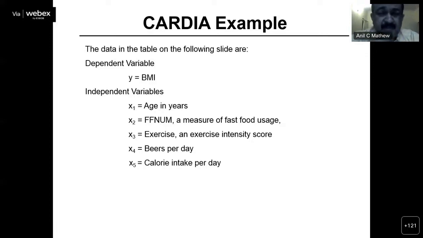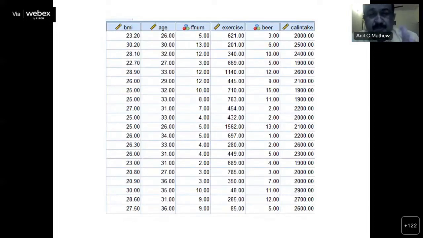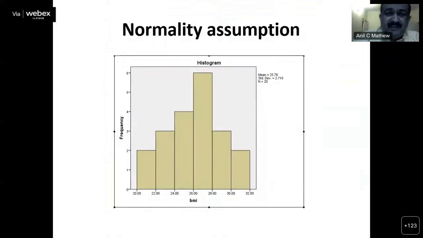And this data is actually called CARDIA data. From that only I have taken this data. And we would like to know, out of these 5 independent variables, which are the variables significantly associated with the body mass index. Here is the data set. Usually, we keep the first column as the dependent variable and the rest of the columns as the independent variables. Here, age, fast food consumption, exercise, beer consumption, and calorie intake are the independent variables, and BMI is the dependent variable. So first, when you want to do any regression analysis, there are assumptions.